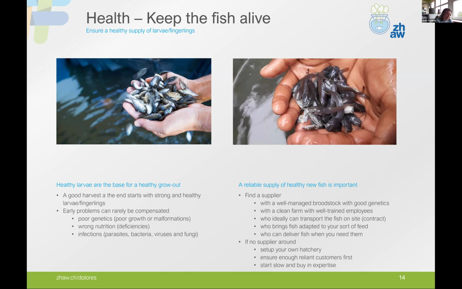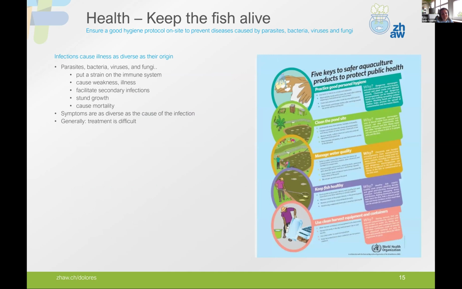Once you have the hopefully healthy and well fingerlings in your system, it's important to keep them healthy, and that's prevention. So you want to keep them clean. A hygiene protocol is important. Parasites, fungi, bacteria, and viruses can all put a strain on the immune system of your fish. They can cause weakness and illness. They also often facilitate secondary infections. So they weaken the fish and then something else becomes a problem. And they can reduce growth and, in the worst case, increase mortality.